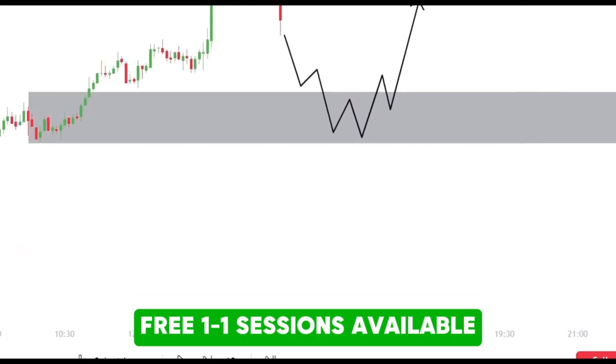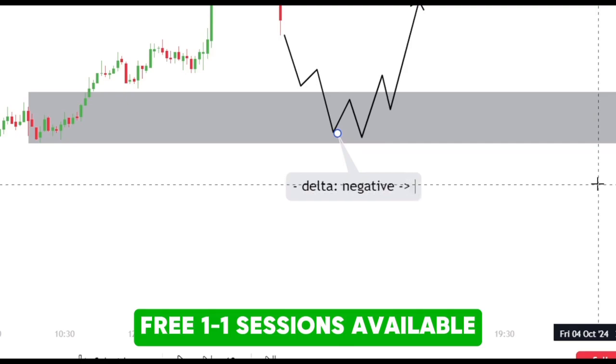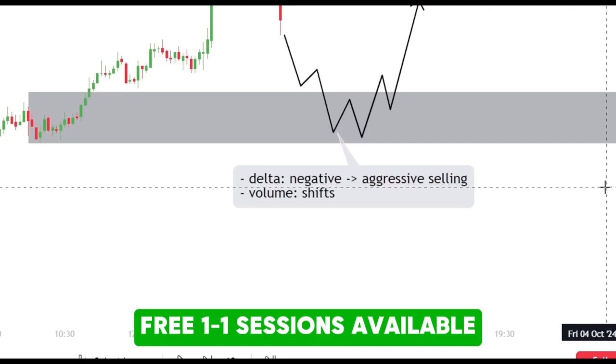Now, a couple of things we want to see over here. I'm going to break this down before we get into the actual candles themselves. We're going to be looking at delta, and we want to see negative delta coming into the area. So negative delta represents aggressive selling, right? So we want to see aggressive selling. That's the first thing. The second thing we want to see is volume, and in particular with volume, we want to look at shifts of volume. We want to see the volume shifting, and that's something we're going to be going over on the footprint chart.